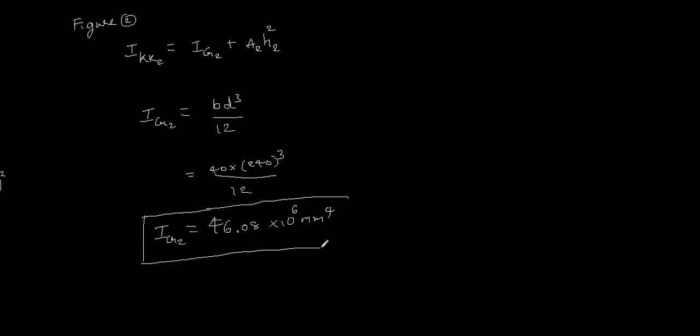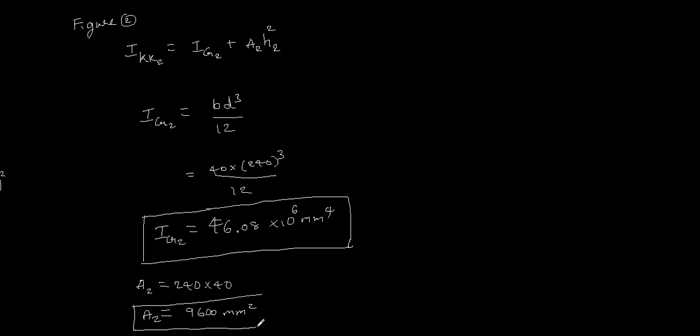Remember this value again. Okay, so next we need to find out what is the area of the second rectangle. So the area of the second rectangle is 240 into 40. So when you multiply, automatically you will be getting the value 9600 mm square, which is the area of the second rectangle. So remember this value again.